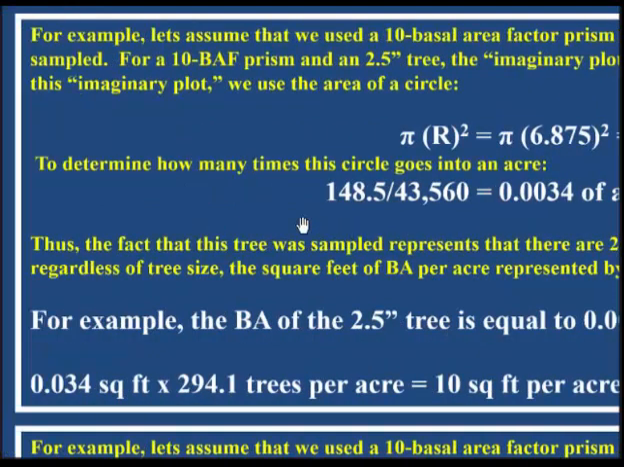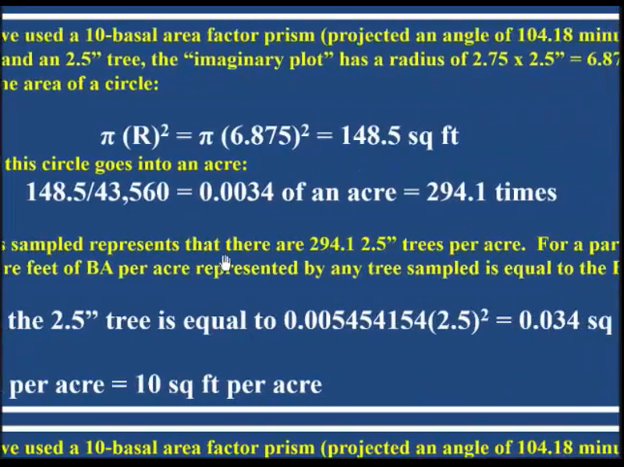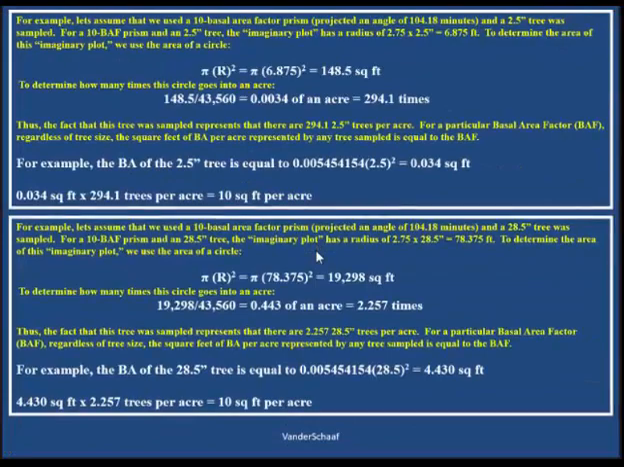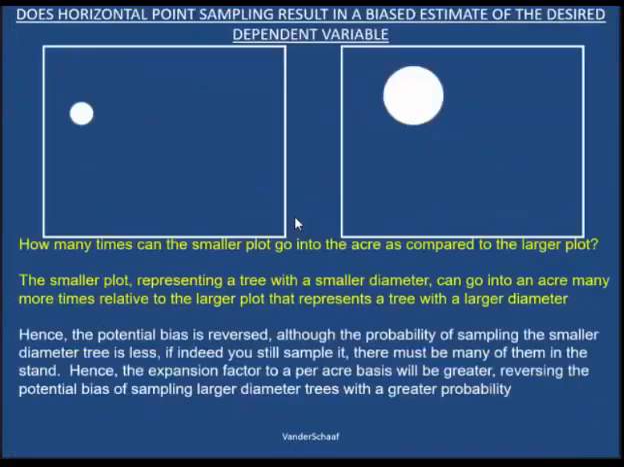And then to determine how many times the circle goes into an acre, we divide 148.5 square feet by 43,560 square feet, so 0.0034 of an acre. How many times does that go into an acre? We go 1 divided by that, it's 294.1 times. So it can expand, blow up to a much greater amount, correct, than the 11.5-inch tree.